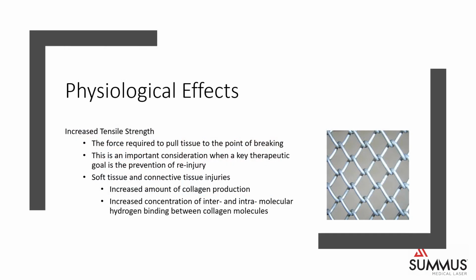Increased tensile strength. Tensile strength is defined as the force required to pull something, such as rope, wire, or biological tissue, to the point where it breaks. Specifically, the tensile strength of a material is the maximum amount of stress that it can be subjected to before failure. By increasing the amount of collagen production and the concentration of intra- and intermolecular hydrogen bonding between the collagen molecules, laser therapy contributes to improved tensile strength and hence better therapeutic outcomes.